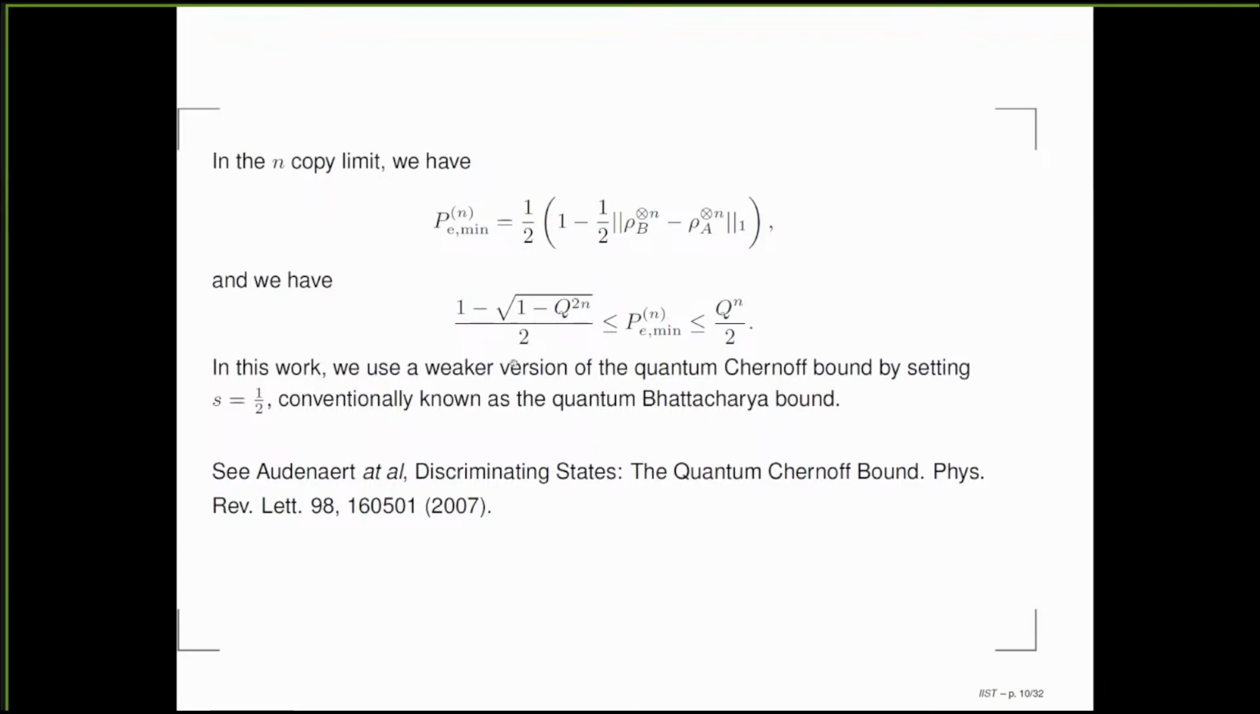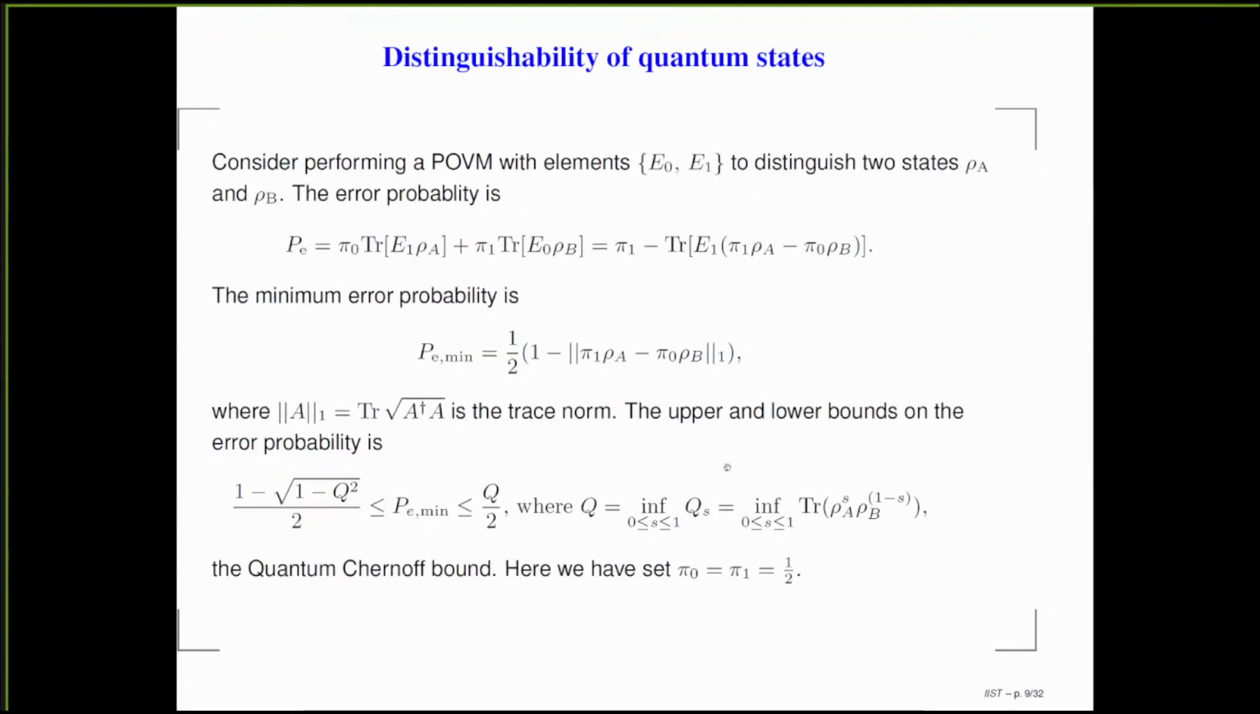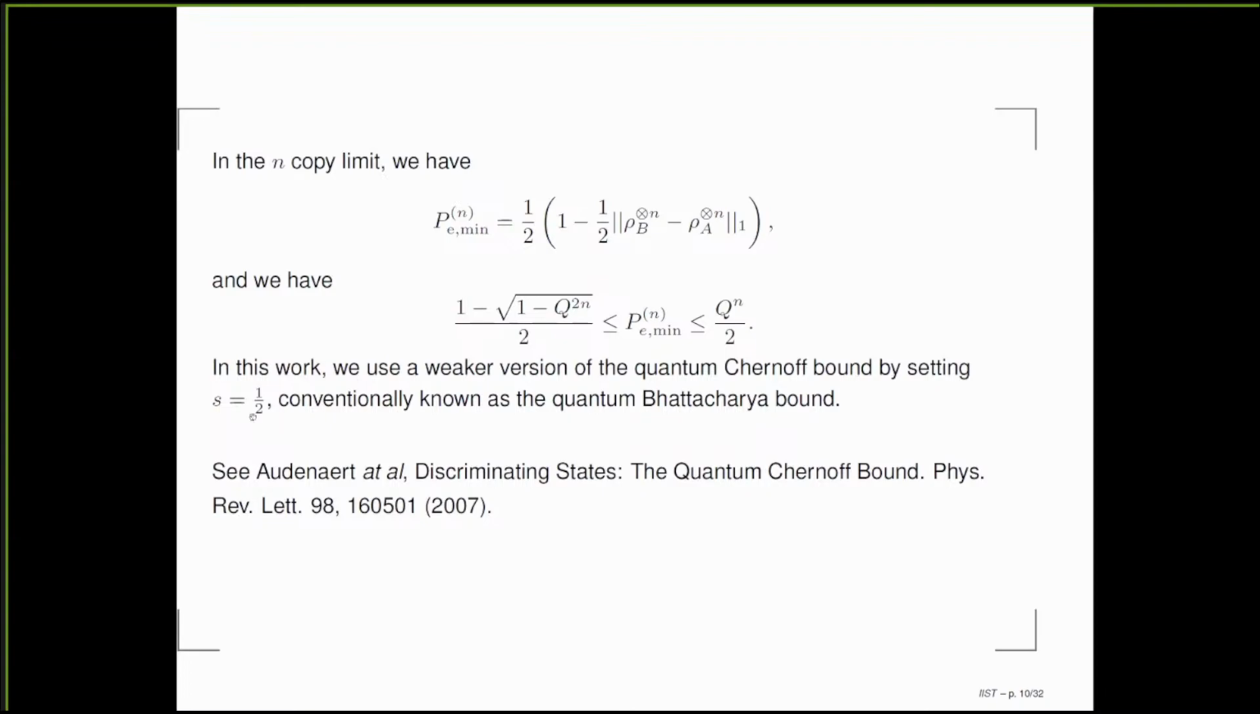And then, since this optimization is a difficult task, a weaker bound is obtained by setting S equal to half, which is known as the quantum Bhattacharyya bound. So all of this work is actually found in this 2007 PRL by Audenaert and other people, where they describe the discrimination problem in very great detail. So we will be using this lower and upper bounds in whatever follows.